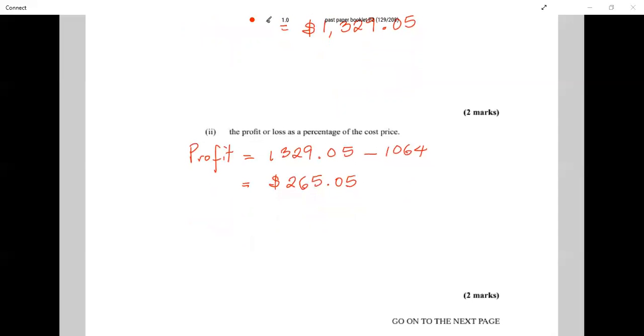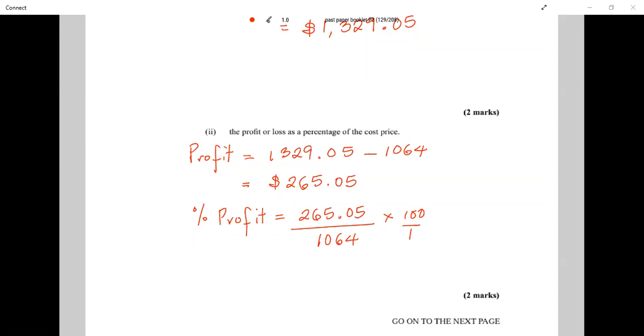And now they need the profit as a percentage of the cost price. That is the percentage profit. The percentage profit is the profit as a percentage of the cost price. So to express one number as a percent, you put the profit over the cost price times 100. So it's 265.05 over 1064 times 100 over 1. So to express the profit as a percentage of the cost price, you put the profit over the cost price and multiply by 100.